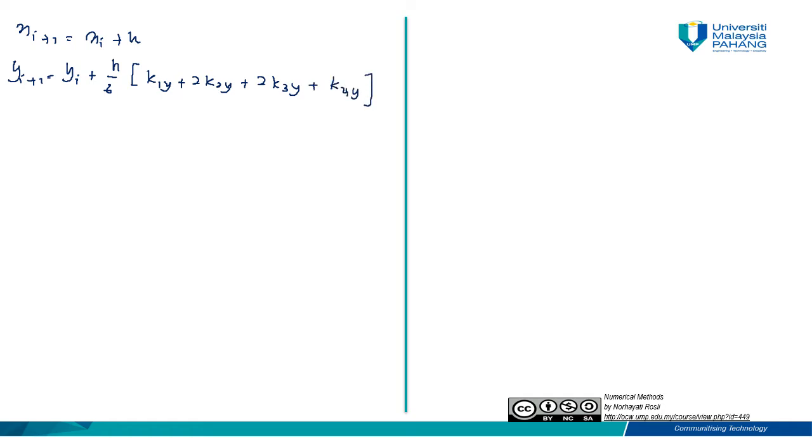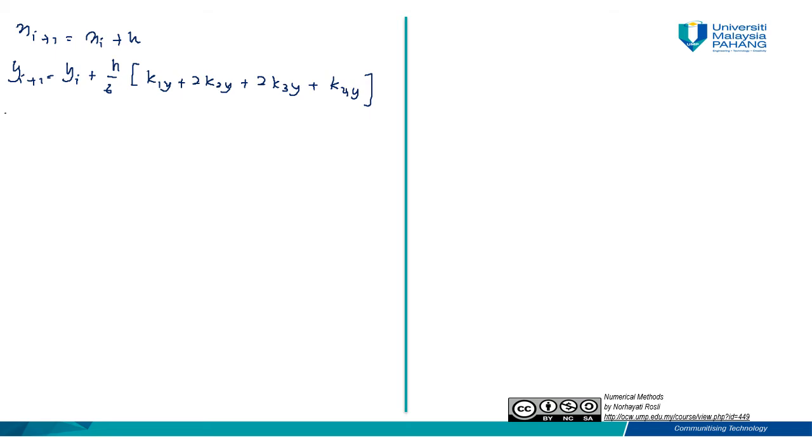Here is the formula for RK4 for system. First we have x_{i+1} = x_i + h. And then for y, y_{i+1} = y_i + h/6 multiplied with (k1y + 2k2y + 2k3y + k4y). So what is k1, k2, k3, and k4?